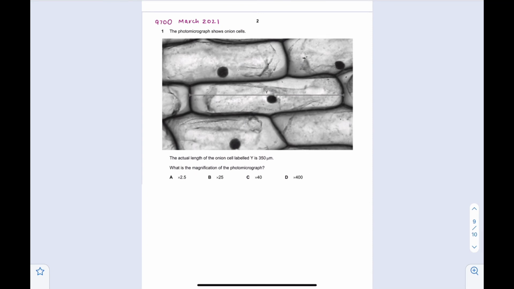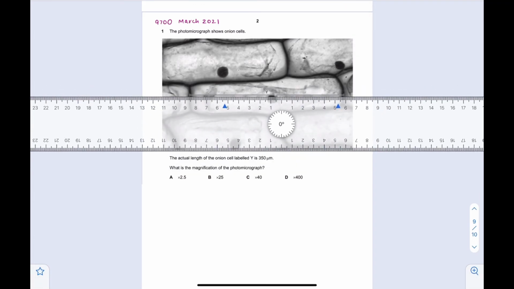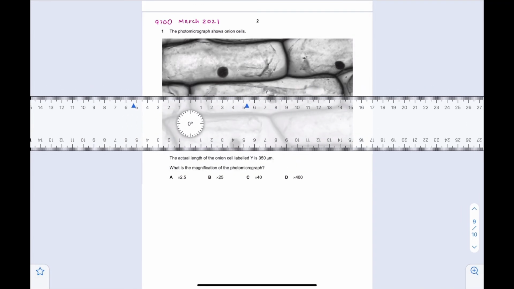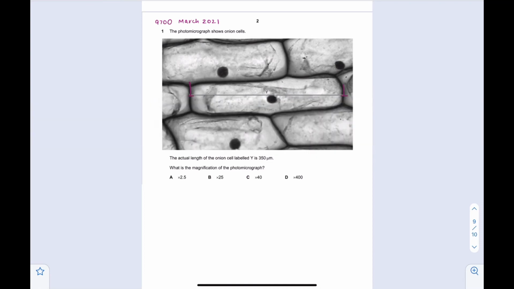Now we're going to do this one. This might seem difficult to you, but let's see. We're going to measure the length that is given to us over here, starting off with 0 and ending over here, and we can see it's about 14.4. So what is the magnification?